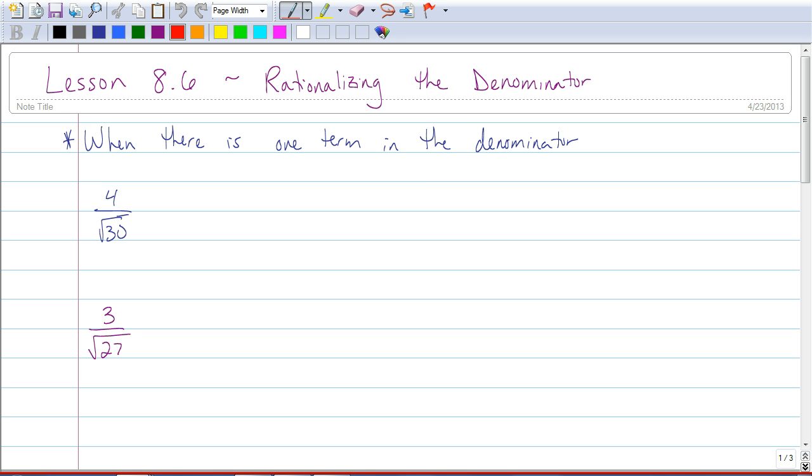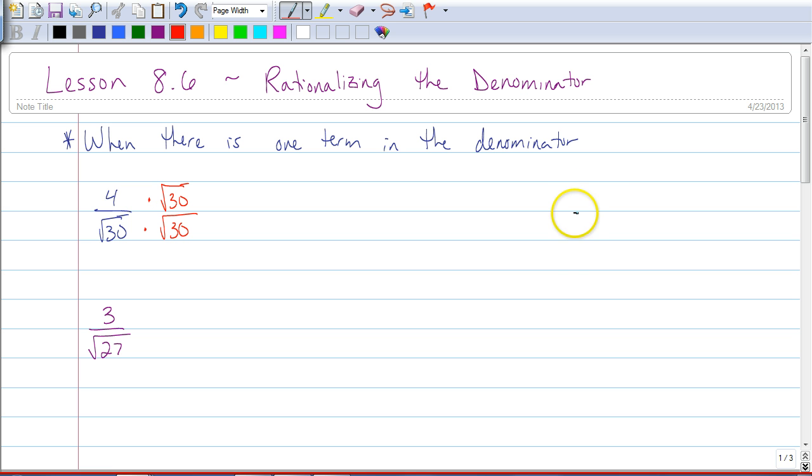Now these first few examples are going to be when we only have one term in the denominator. We'll look in a little bit at what to do when we have 2 terms in the denominator. But for this first one, all you have to do is multiply the top and bottom by the same thing. We're going to multiply the top and bottom by the square root of 30. Now you might say, well, why is that? Why would we do square root of 30?